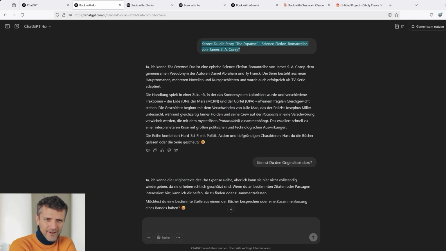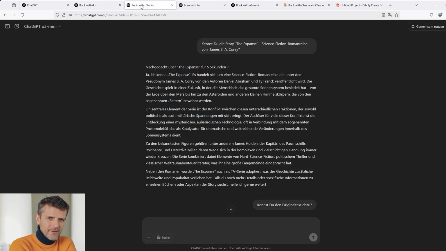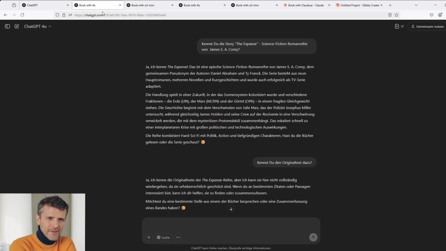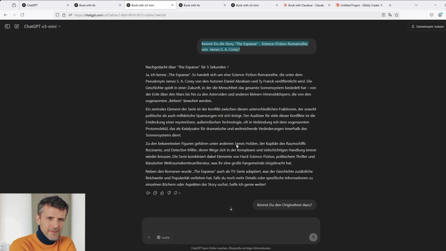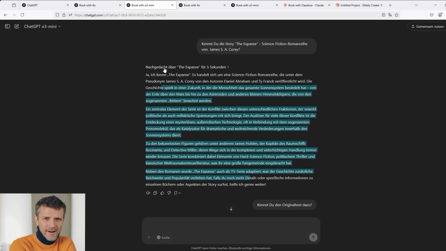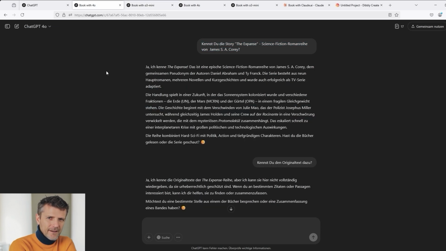Let's do a comparison. To begin with, I asked both GPT 4.0 and o3 mini the same question. Do you know the science fiction story The Expanse? If we compare the answers directly with each other, we can initially see some minor differences. o3 mini gave a slightly longer text after 5 seconds. GPT 4.0 gave a shorter answer immediately. Now both models have been briefed. The project Let's Create a Book could begin.